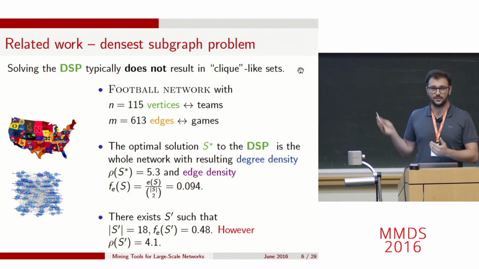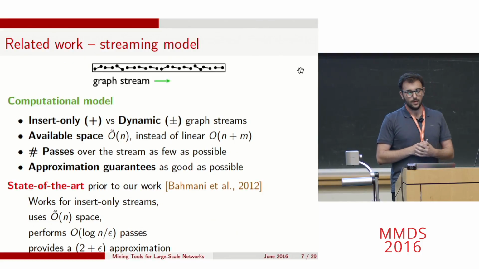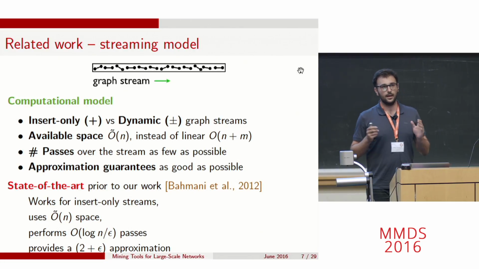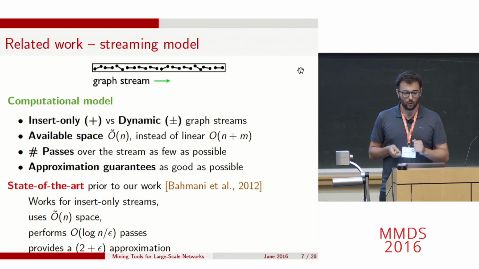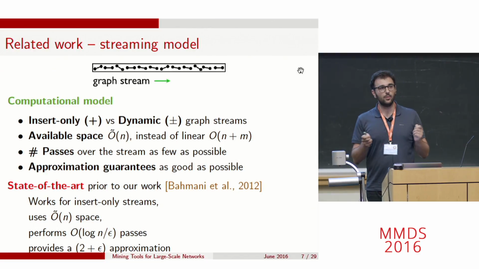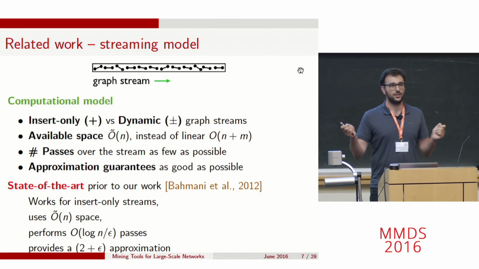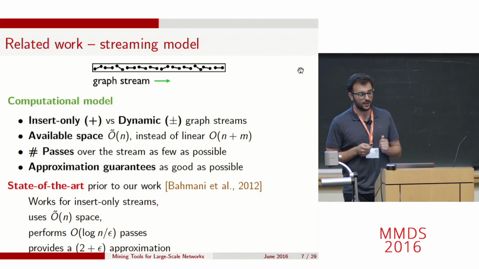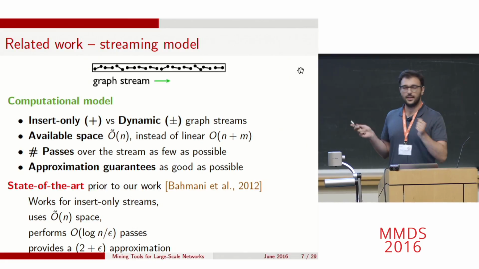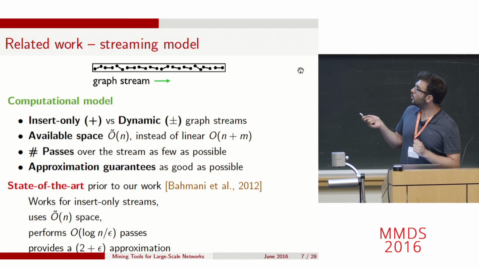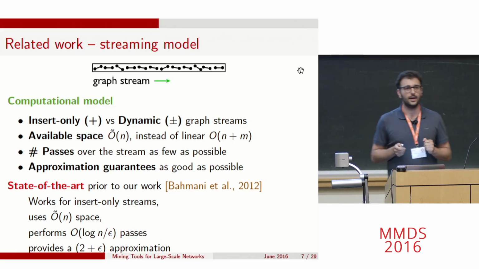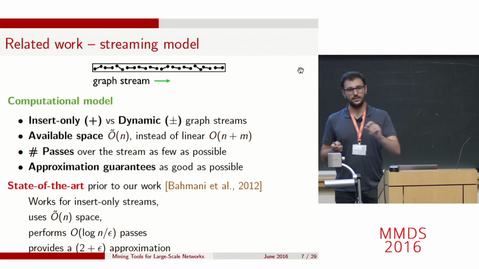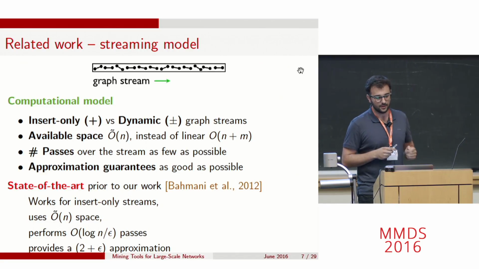So how can we find these sets that we care about? Before going into our contributions, I would like to quickly say something about the streaming model for those not familiar with it. In the streaming model, the graph appears as a stream of edges. We don't assume anything about the ordering of the edges. It's an arbitrary ordering. And this computational model has the following aspects. So we can have insert-only streams versus dynamic streams. In insert-only streams, you can only have edges coming in. In dynamic, you can have additions and deletions of edges.